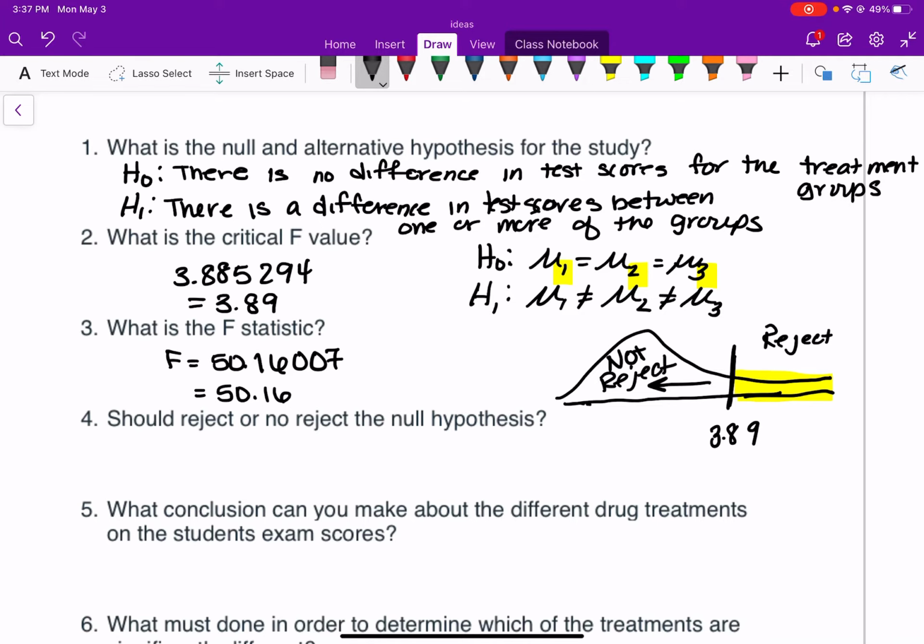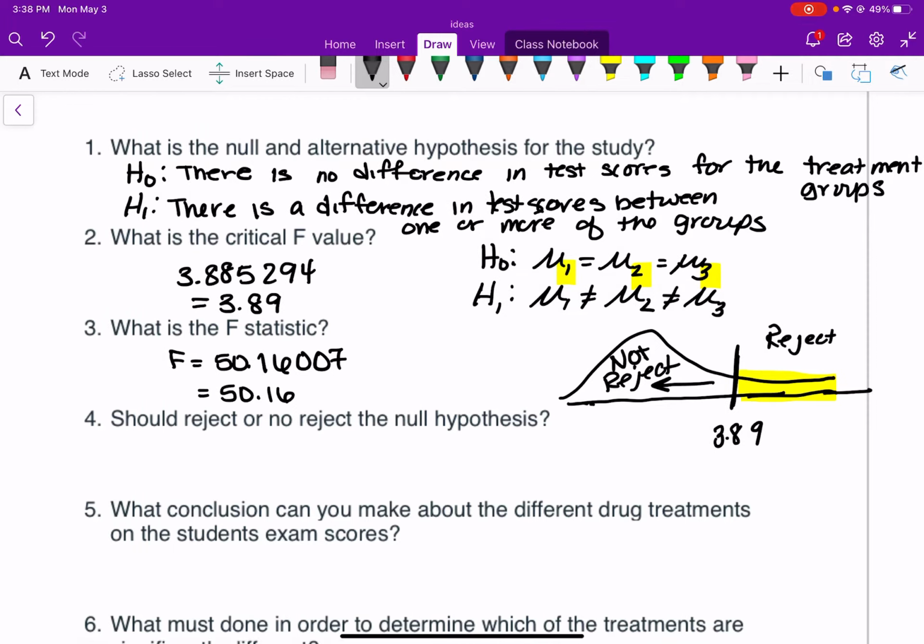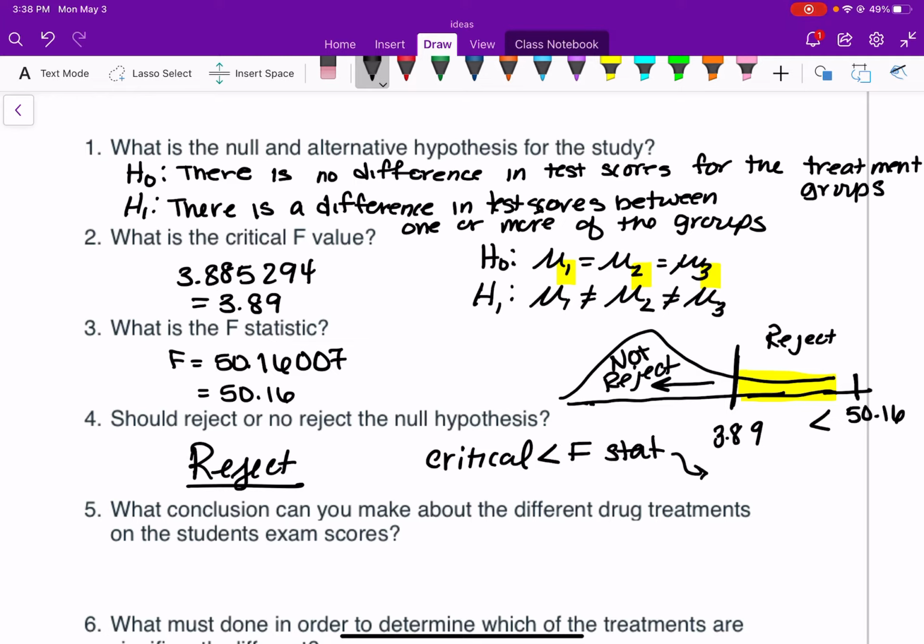Well, our F statistic is 50.16. Well, that's definitely way out here. 50.16 is definitely bigger than my critical value here. So in this one, we would reject. Okay, again, as long as my critical value is smaller than my F-stat, then we are going to reject.